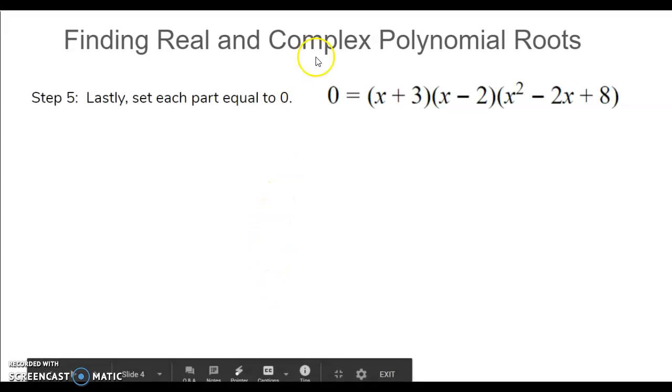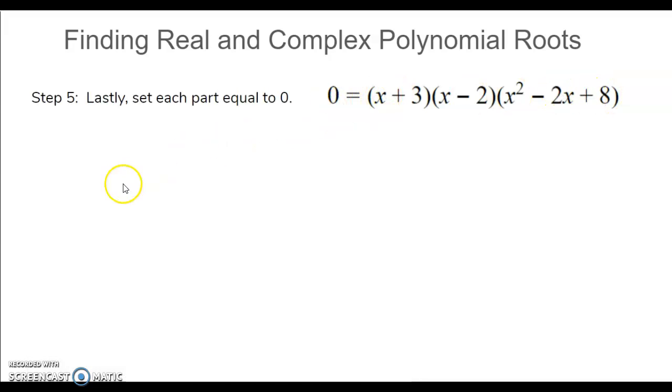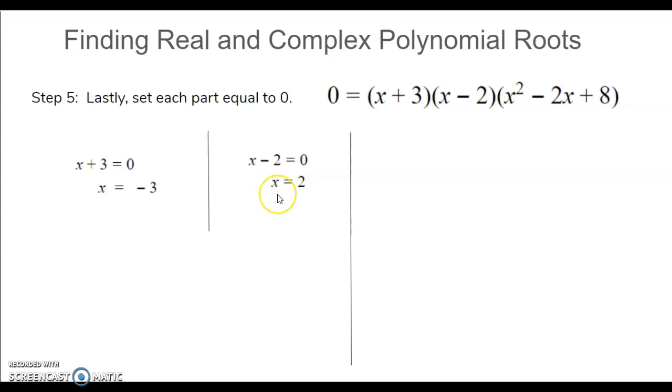To finish off, we set each part of our long factored polynomial here equal to 0. So I'll start with the x plus 3. I move my 3 over, I get x equals negative 3. X minus 2 equals 0. I move my negative 2 over, I get x equals 2. And these two are the same numbers that we started with, so that should be no surprise.